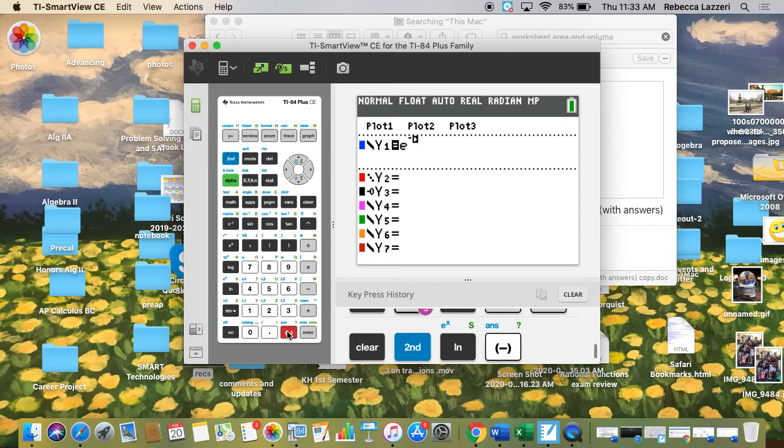Is it negative x squared over 2? Yes. Yeah, I think they would give you a graph of this or let you have your calculator.